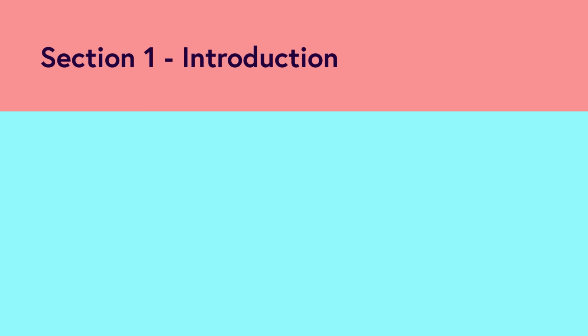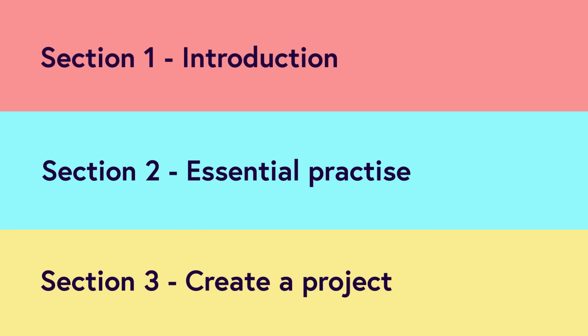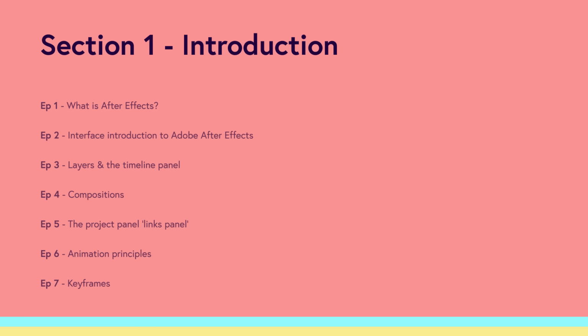So to help break down the process, I have structured the course in 3 main sections. Section 1, Introduction, Section 2, Essential Practice, and Section 3, Create a Project. In the Introduction section, I'll be introducing you to After Effects and bringing you up to speed with some of the things you will need to be aware of before we continue on to the Essential Practice section.